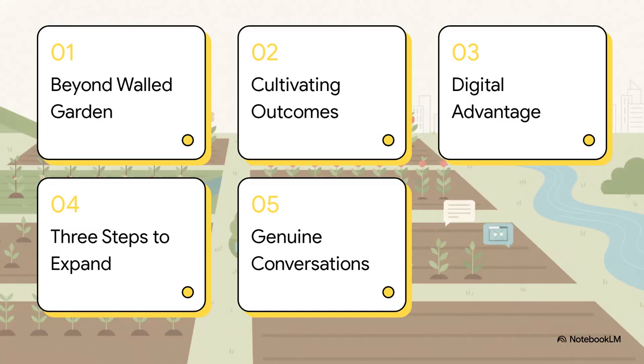Here's our quick blueprint for today. First, we'll go beyond your walled garden. Then, look at cultivating real business outcomes. Explore the digital greenhouse advantage, walk through 3 steps to expand, and wrap everything up with nurturing genuine client conversations.